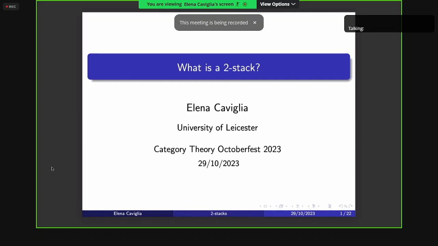So my talk will be about an original notion of two-stack, which is a three-dimensional sheaf. And I will start recalling the usual notion of stack, and then I will tell you how to generalize this one dimension higher to get a notion of two-stack. I will then conclude by giving what is the motivating example for me.